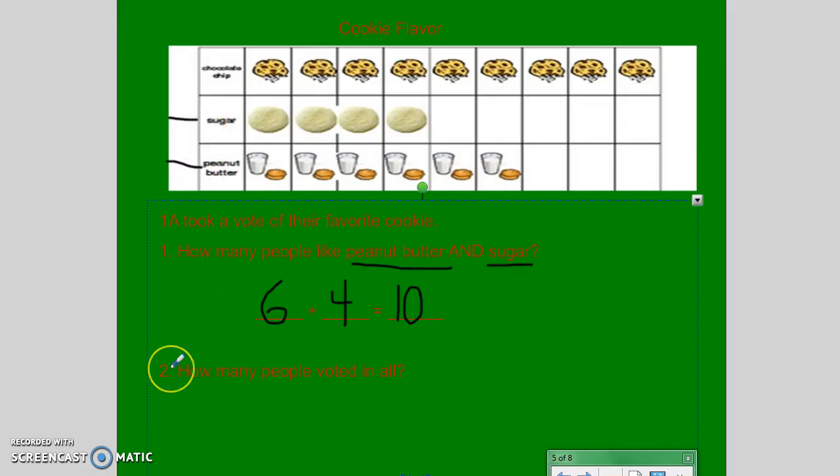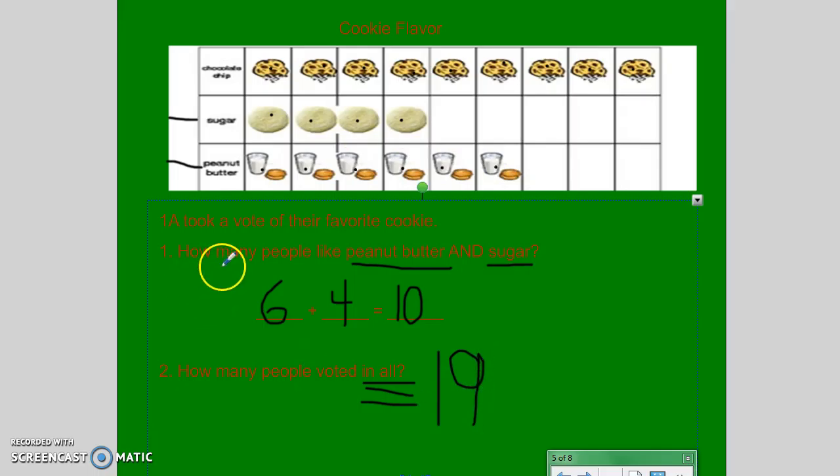Remember, my second kind of question says how many people voted in all. These words in all mean that I need to count everything on the graph. Now this is a pictograph, so I'm only going to count the pictures. If it was a bar graph, you would only count the boxes that are colored in. 1, 2, 3, 4, 5, 6, 7, 8, 9, 10, 11, 12, 13, 14, 15, 16, 17, 18, 19. 19 people voted in all.